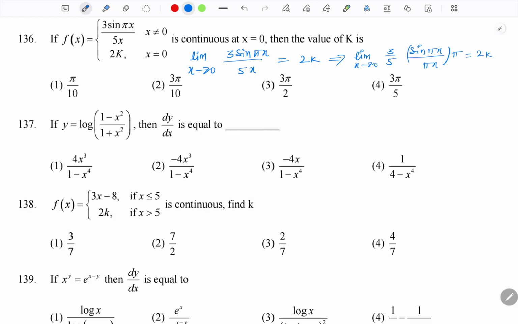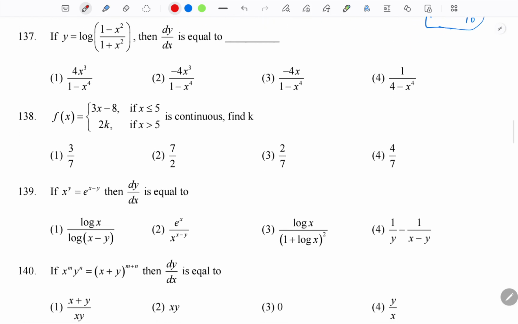Here what I did, I multiplied by 5 and pi. So this part goes to 1. Then 3 by 5 into pi equal to 2k. We need to find the k value here. This 2 goes to this side, then 3 pi by 10. So then our k value is 3 pi by 10, that is our answer. Where is the 3 pi by 10? Option number 2. Next question.